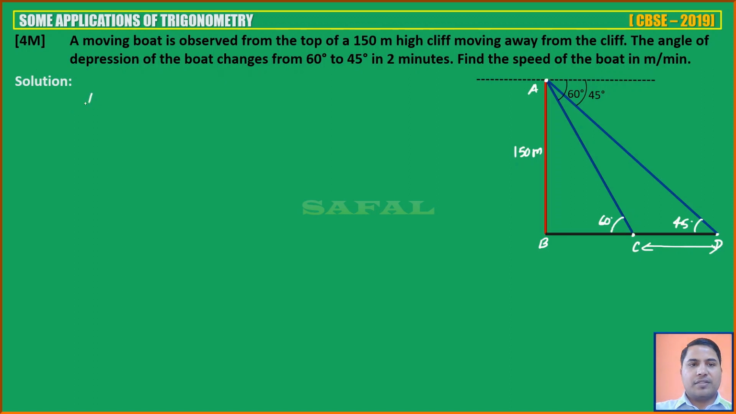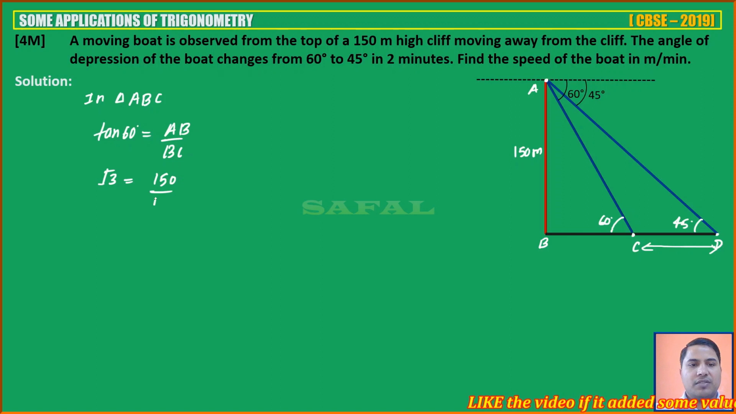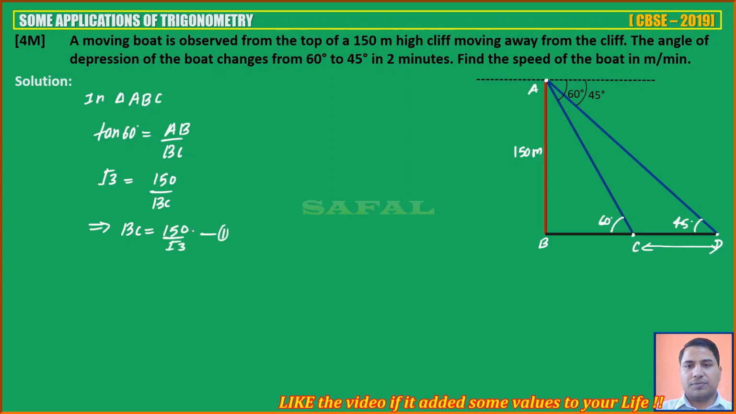So in triangle ABC, I can see that tan 60 degrees equals the opposite side, that is AB, by the adjacent side, that is BC. Tan 60 is root 3. Now AB is known to us as 150 and BC we don't know. So from here BC I'll get as 150 by root 3. Let's call this equation 1.